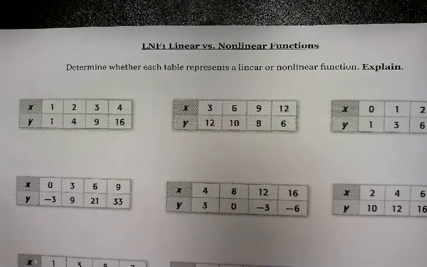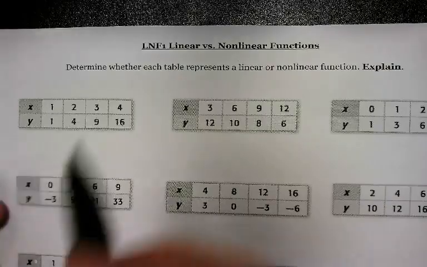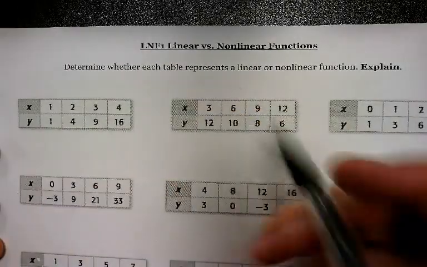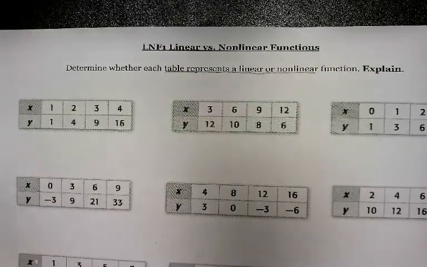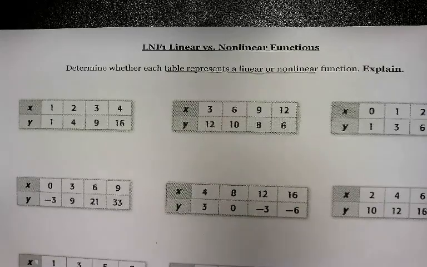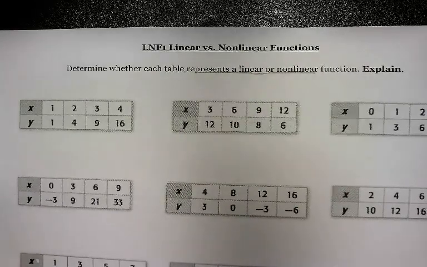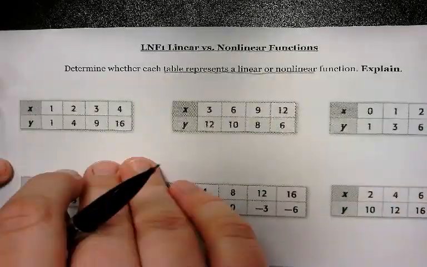Okay, so now we are going to look at a table to see which one is linear or nonlinear. In order for a table to be linear, your slope must be the same throughout. So we have to look at these and determine if they are linear or nonlinear based on their slope. As I look at this, we can look at the table and see how much they're increasing by.